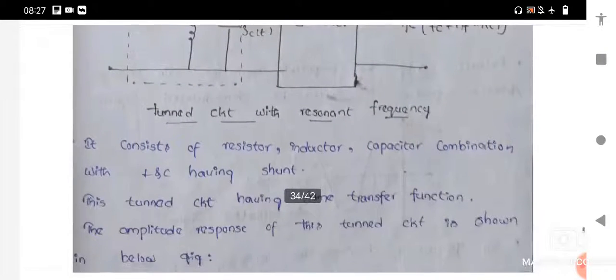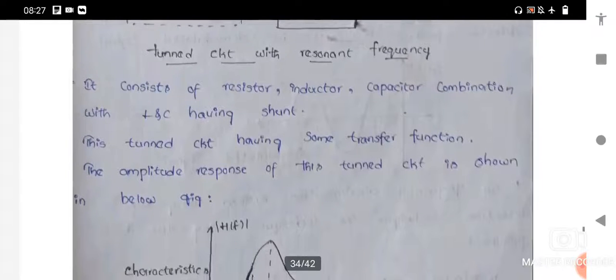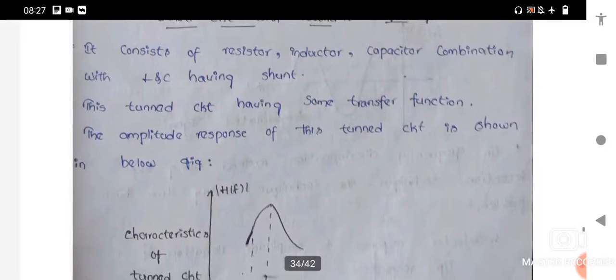So this tuned circuit consists of a resistor, inductor, capacitor combination, with the L and C having the shunt type. This tuned circuit has the same transfer function. So what is that? The amplitude response of this tuned circuit is shown in the figure below. This is represented as the amplitude response of that tuned circuit. So these are the characteristics of the tuned circuit.